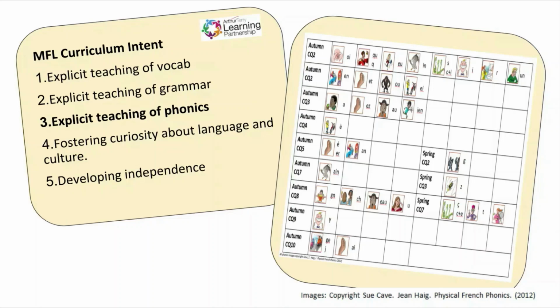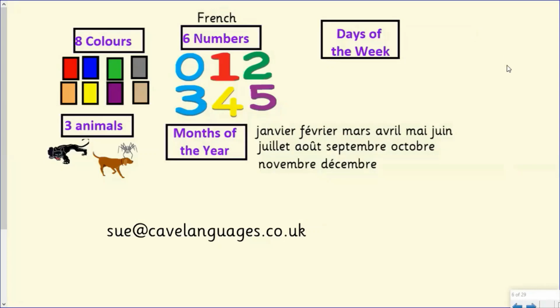If you have the Physical French Phonics resource book, you may have noticed that we indicate that if you teach these 8 colours, 6 numbers, days of the week, 3 animals and months of the year, you will in fact allow your learners to encounter all the 26 key phonemes.